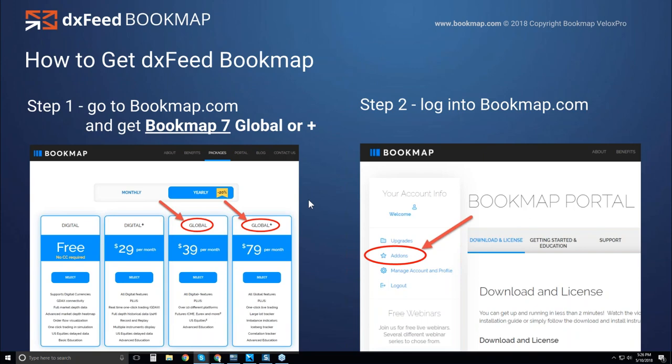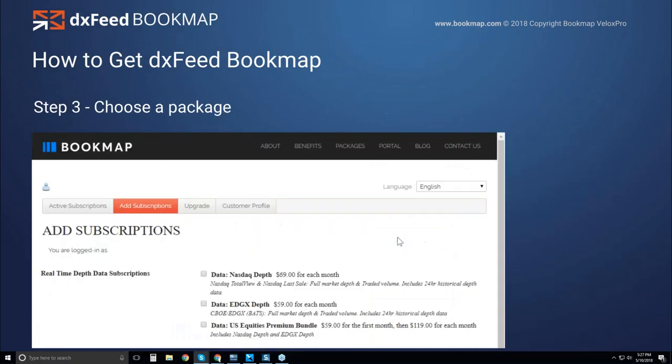All right, if there's no more questions, we'll just go for a couple more minutes and review here just a bit how to get this again. Just go to bookmap.com. You're going to need the Bookmap 7 Global or Global Plus version. So under packages here, here they are. Select those, go through the payment process, then log back into bookmap.com and click on add-ons here. And that's where you'll add the data package that you want here for dxFeed. NASDAQ Total View, EdgeX, or both.